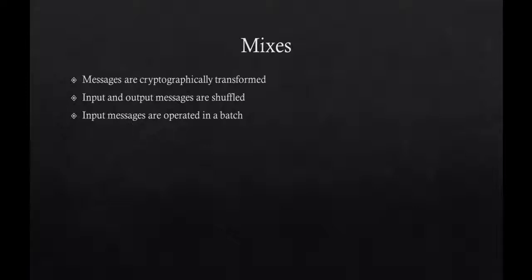Mixers. Messages are cryptographically transformed so that they cannot be traced back based on their content. Input messages are shuffled and the output messages are again shuffled so that attacker cannot establish a correlation between the input and the output message. The mix shuffles input messages within a batch and dispatches out. So every input message is dealt within a batch and it is flushed out.